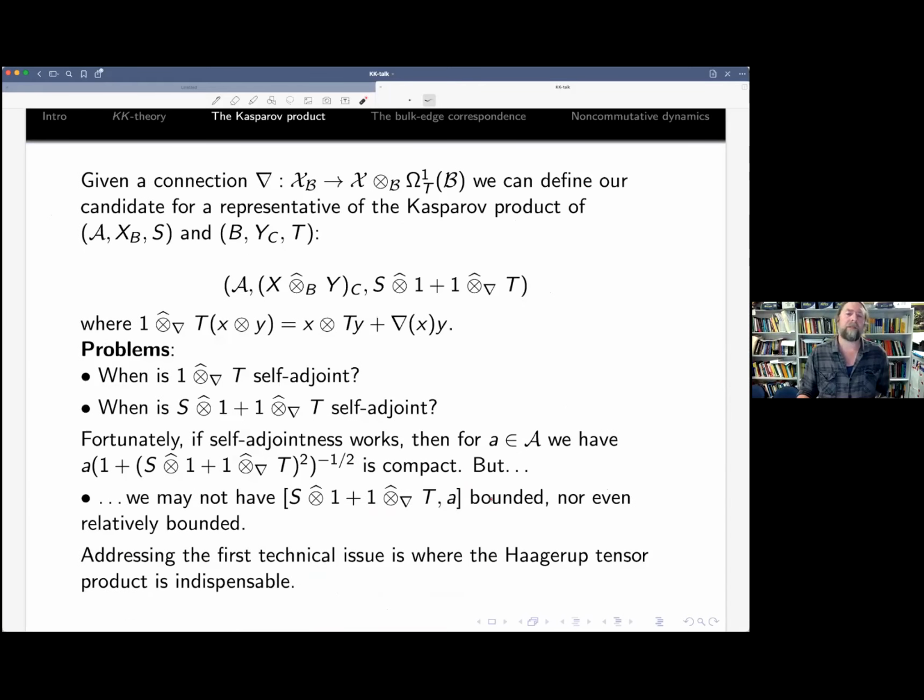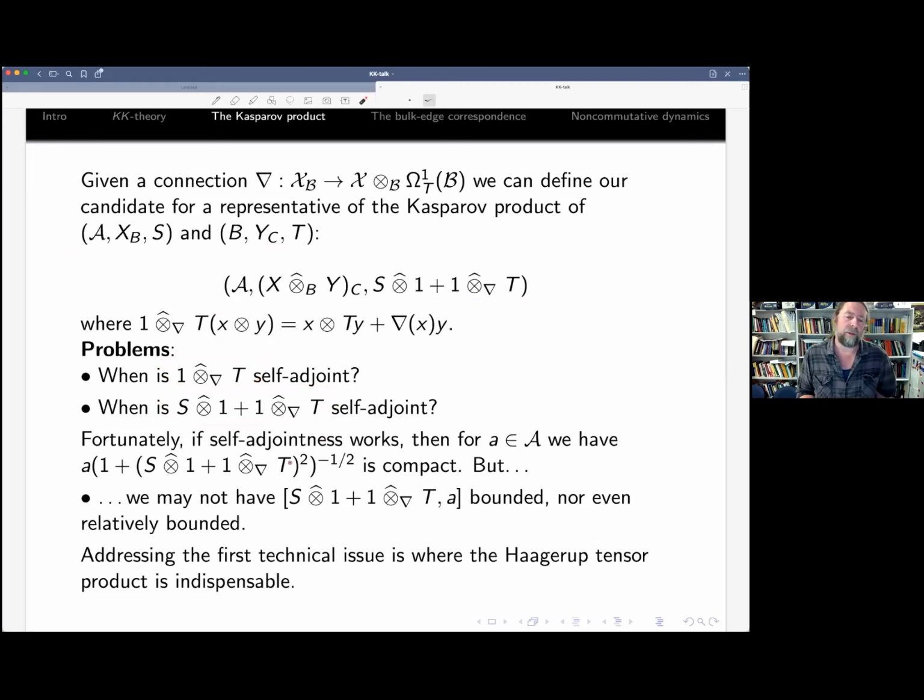Okay, so now we're given a connection and given these two Kasparov modules, and this is the formula we would like to write down. So does it work? Well, there's several things that you need to check. You need this product here to be self-adjoint, but it's pretty hard to address that if you don't know that this guy is self-adjoint.